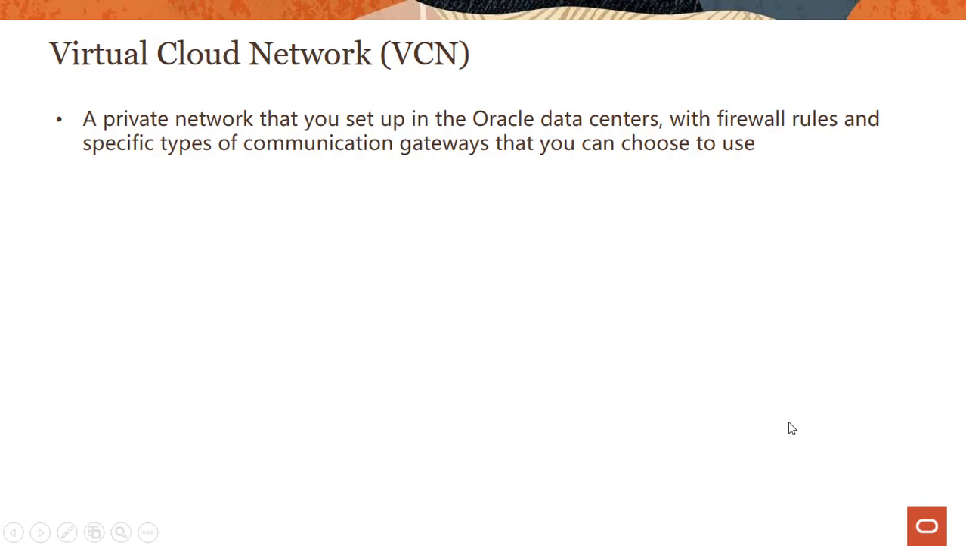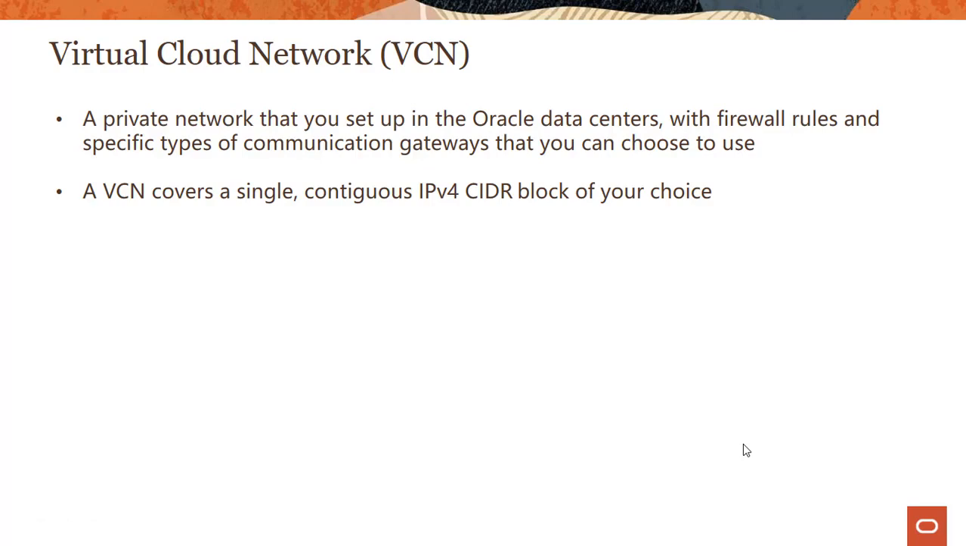So what is a virtual cloud network? An OCI virtual cloud network is a private network that you set up in Oracle data centers with firewall rules and specific types of communication gateways that you can choose to use. A VCN covers a single contiguous IPv4 CIDR block of your choice.